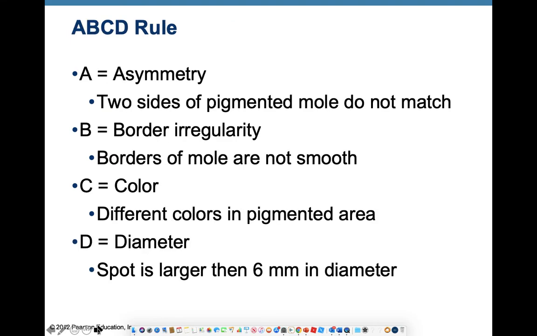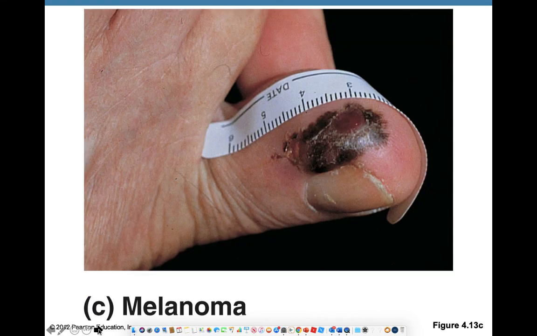And the ABCD rule is how it's detected. A lot of times when you look at a mole, that is the starting point for melanoma. So if you have a dark spot or a mole that begins to change, then you should be aware and have it checked out. So the ABCD rule: A is asymmetry, where the two sides of the mole do not match. B is border irregularity. The borders of the mole are not smooth. C is the color. You've got different colors in pigmented areas. And then D is diameter. If the spot is larger than 6 millimeters in diameter, also if it has changed. So there's a picture of melanoma.